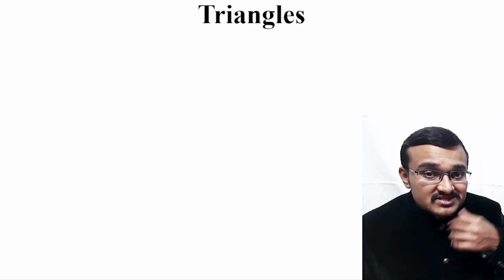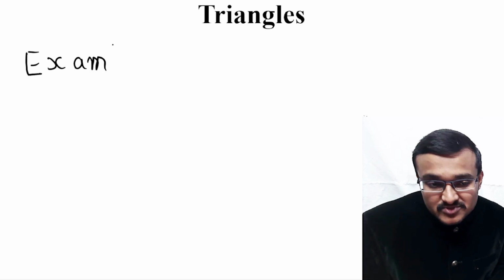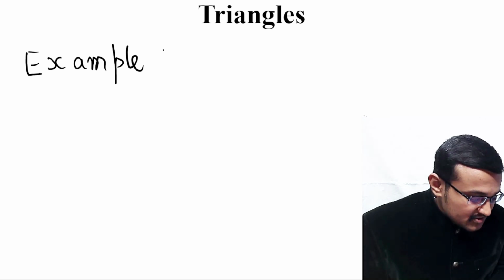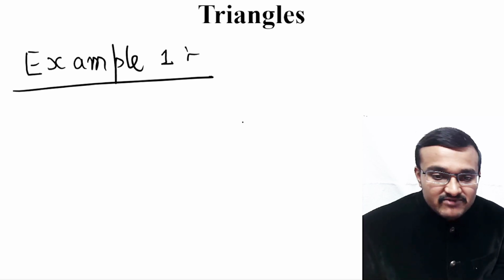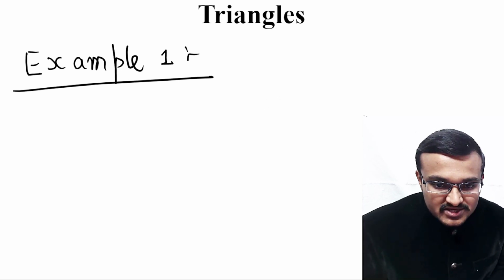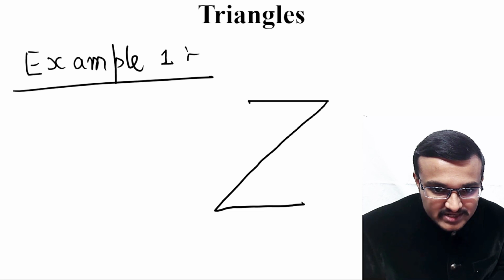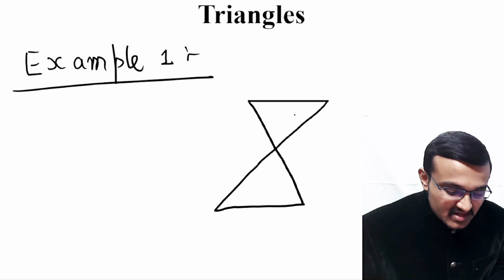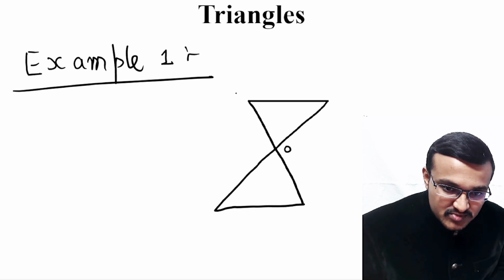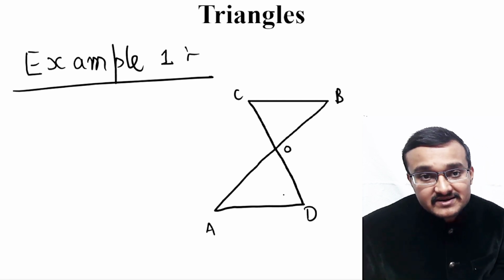So now based on this axiom 7.1, we have one example in this particular chapter. So now we will look into the first example, that is example 1. In this example 1, we have one figure. So here there is a particular figure like this. So just draw that figure. So basically two triangles are there like this. So here in these two triangles, this particular point is O, this point is C, B, and this point is A, and this point is D.